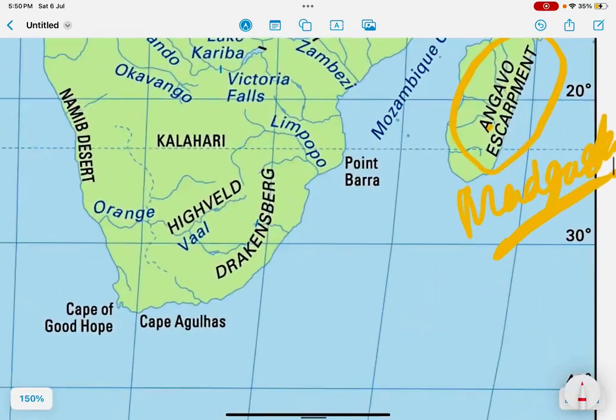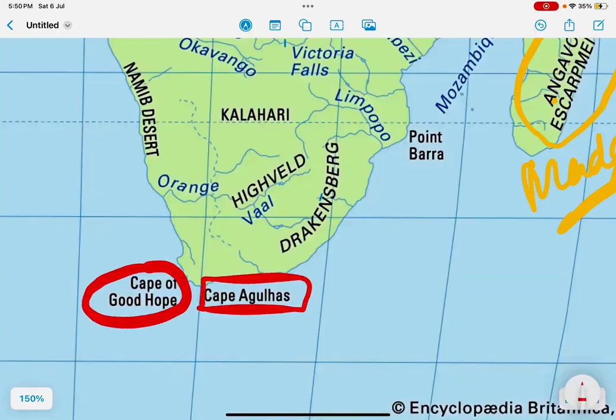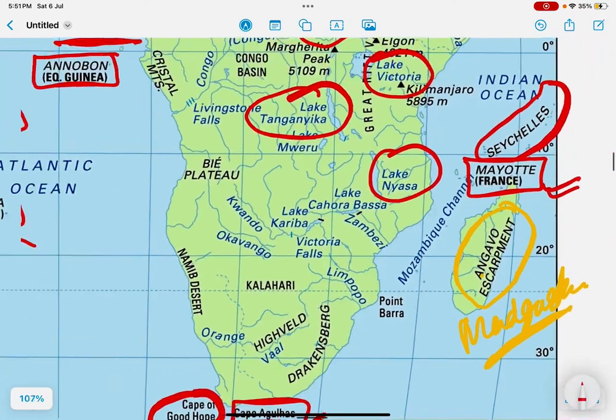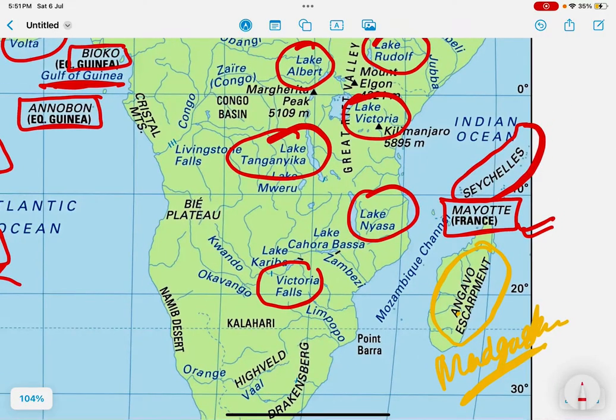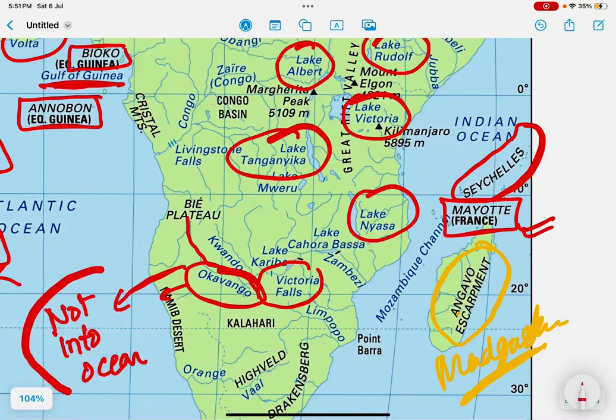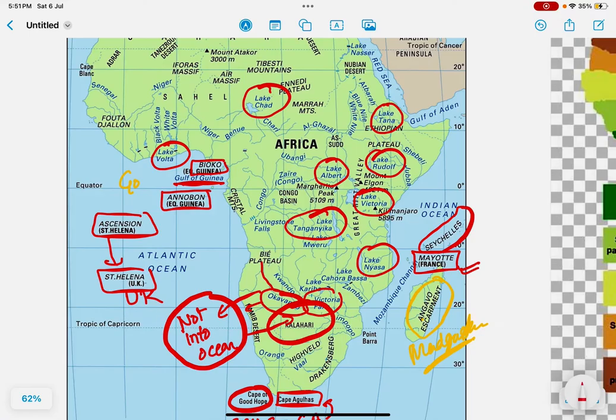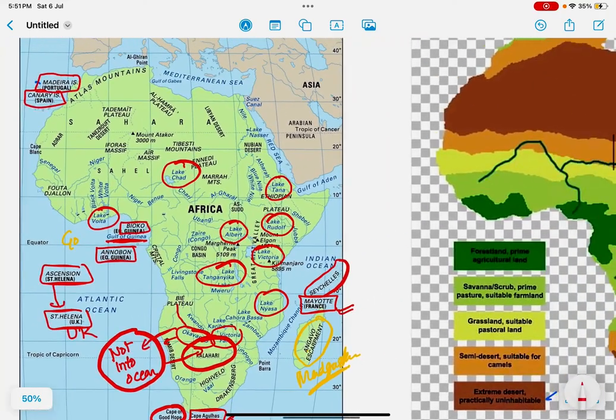Then two important aspects, we have Cape Agulhas and Cape of Good Hope. So remember that Cape of Good Hope is on the left side of Cape Agulhas, right? Then Victoria Falls is right here. Okavango, this is another important river. It does not drain into the ocean. It doesn't go into the ocean. It finishes in the desert somewhere here. All right. So let's go to the next map.